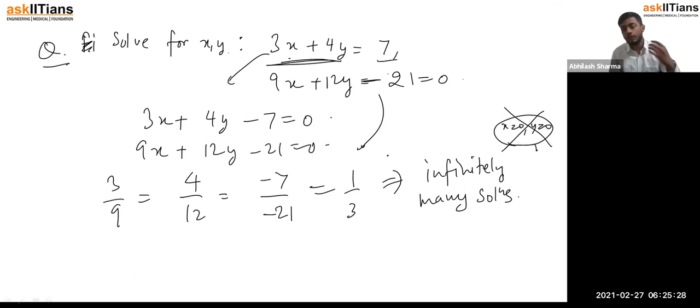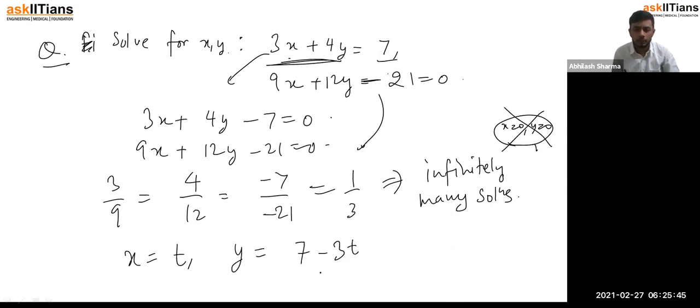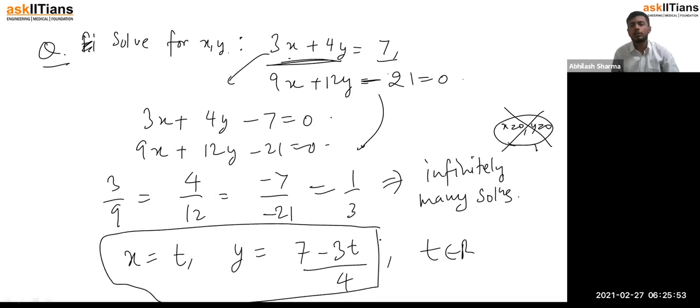So what are the solutions which will satisfy this equation? We can put this in many ways. One of the ways is that we can just put x as anything, let's say t, then y you can put as 7 minus 3t upon 4, where t is any real number. Okay, so this will always represent a family of solutions which satisfies this given equation.